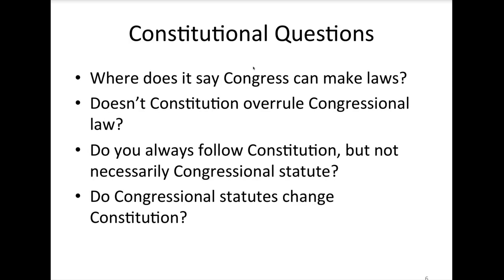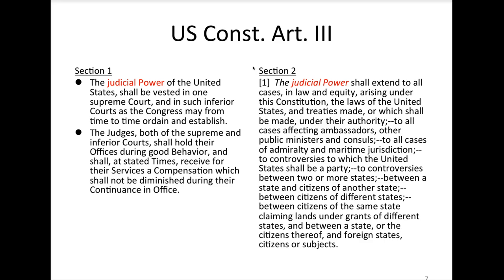Okay, so here are some more questions that I've had. The first is, where does it say Congress can make laws? Not in general, but for federal courts, it's actually in the Constitution, Article 3, Section 1. The first sentence says judicial power is in the Supreme Court and in inferior, i.e. trial courts, as Congress may from time to time ordain. So that's saying that the Constitution is giving Congress permission to create. It doesn't say create in those words, but that is what it's doing.